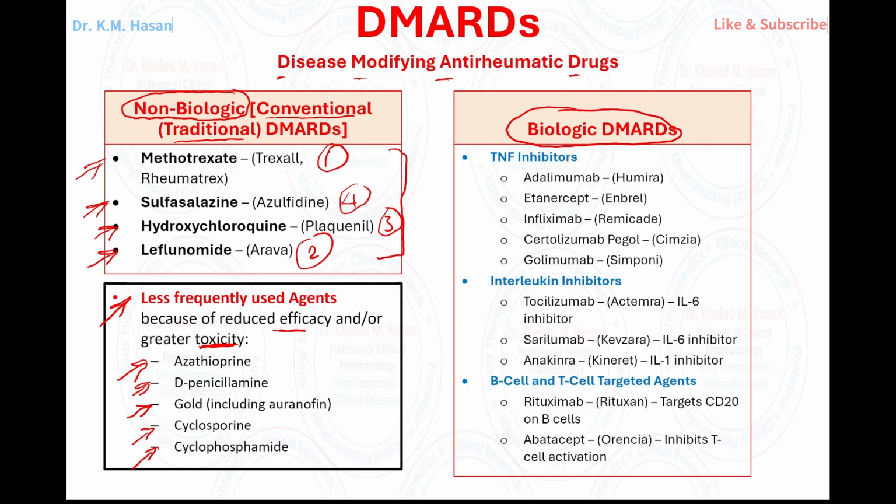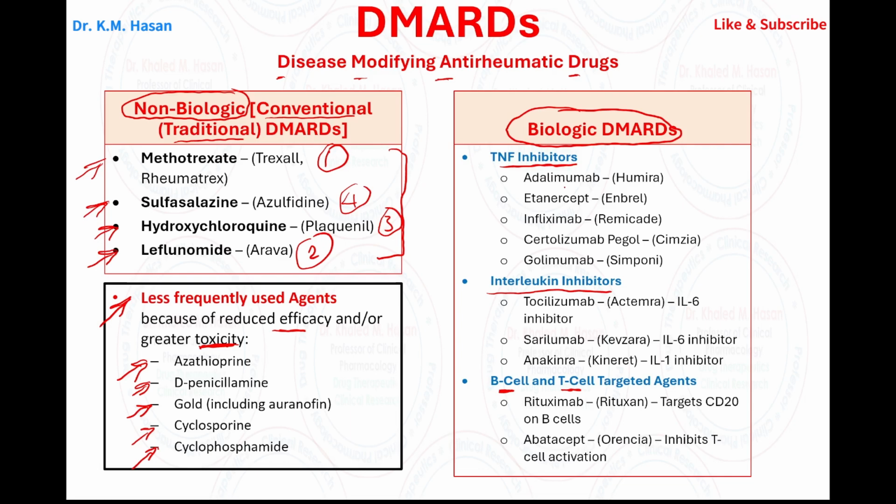Moving to the biological DMARDs. Here we have TNF-alpha inhibitors, the first group. The second group is interleukin inhibitors. The third one is medication targeting the B cells and T cells. So we have four main groups: TNF-alpha, interleukin inhibitor, B cells, T cells. Other textbooks talk about biological factors as TNF-alpha and non-TNF-alpha. I will start with the TNF-alpha.